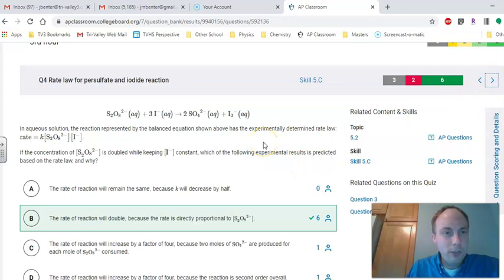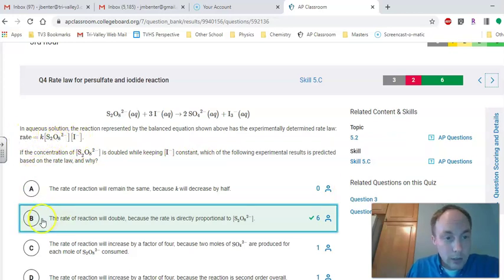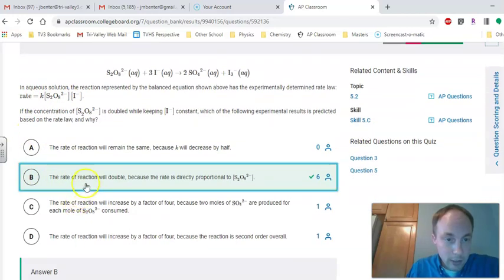And then question number 4. People did well on this one. Again, another reaction. They give us a rate law. Everything's in first order. If you double the S2O8 2 minus while keeping I minus the constant, what will happen? The rate should double as well, right? If you double this and keep everything else the same, your answer should be twice as much. So let's look for a double here. There is only one double, and so we're good right here because the rate's directly proportional to S2O8 2 minus.